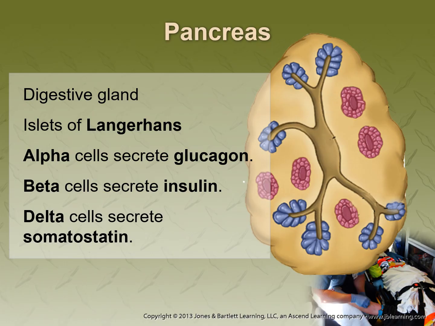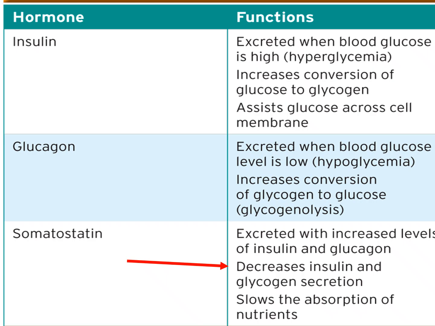The pancreas, we have to know. The islets of Langerhans have alpha, beta, and delta cells, and alpha will release glucagon, beta will do insulin, and delta will release your somatostatin. The next slide here covers what those will do. And you have to know all of these, all right?